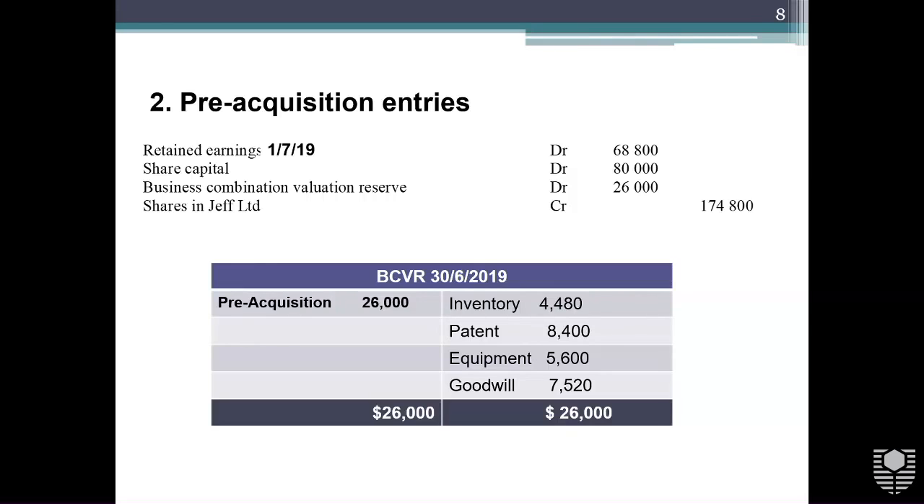So our pre-acquisition entry, the effect of that is to zero out the equity of the subsidiary. So the subsidiary has currently got 68,800 and 80,000 sitting on the credit side in their books. Right, we need to zero that out. So we're going to debit it so we don't double dip. So that all we're showing in consolidation is the assets and liabilities of the parent and the subsidiary. All right, so we've got our 68,800 from the first line of our acquisition analysis, our share capital, business combination reserve of 26,000. Then what we paid, 174,800.